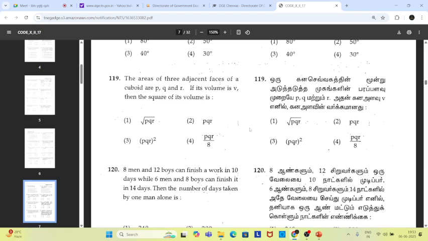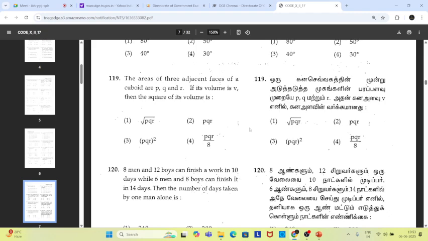The areas of three adjacent faces of a cuboid are P, Q, and R. If its volume is V, then the square of its volume is. Now I will read it a little louder. The areas of three adjacent faces of a cuboid are P, Q, and R. If its volume is V, then the square of its volume is.